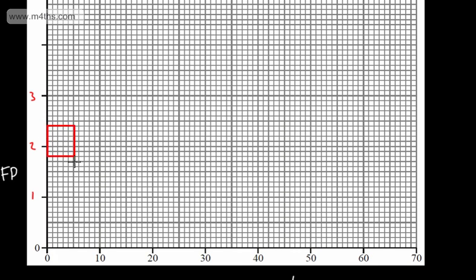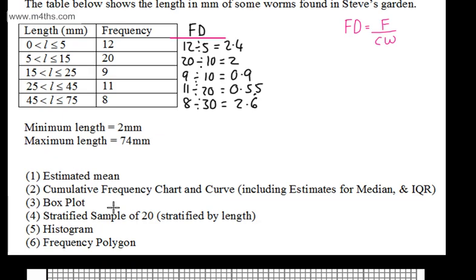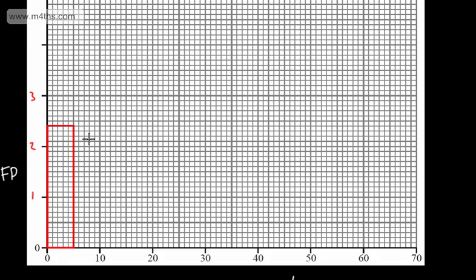So if we go ahead and do that, 2.4, and we need to make sure that this ends at the end of this class interval. That's from 0 to 5. So what we have is a frequency density of 2.4 and a class width of 5. If we look at the next one, we have now a frequency density of 2, so we need to go from 5 to 15, and that will be 2. So 2 is going to be just here, so let's put that on. That's 5, that's 15. So we end up now with the second bar looking something like that. Let's put that nice and neat.